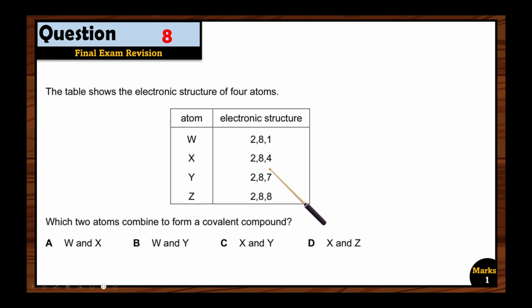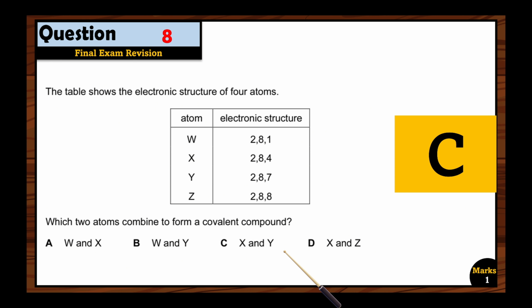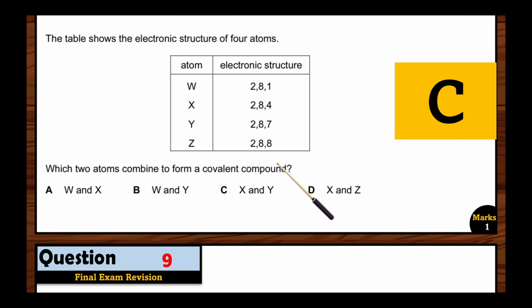So we are left with X and Y. Where can we find X and Y? It's C, okay? So option C is correct. Remember that covalent compounds are only formed between 2 or more non-metals, only non-metals, right? And I already told you the electronic structure of non-metals. They have a large shell, and in their last shell we have more than 3 electrons. They are the non-metals, okay?